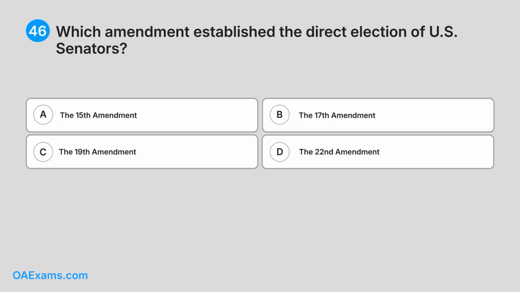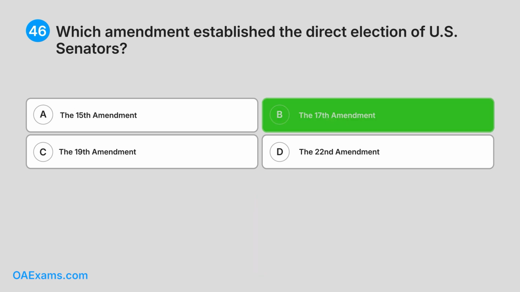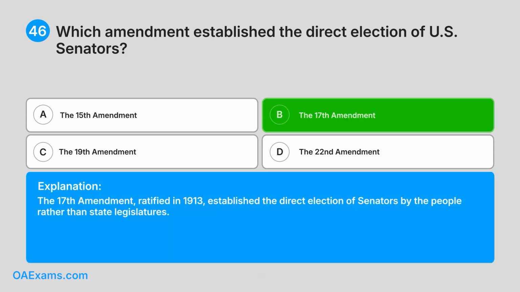46. Which amendment established the direct election of U.S. Senators? A. The 15th Amendment. B. The 17th Amendment. C. The 19th Amendment. D. The 22nd Amendment. What do you think is the answer? Correct answer: B. The 17th Amendment. Explanation: The 17th Amendment, ratified in 1913, established the direct election of senators by the people rather than state legislatures.